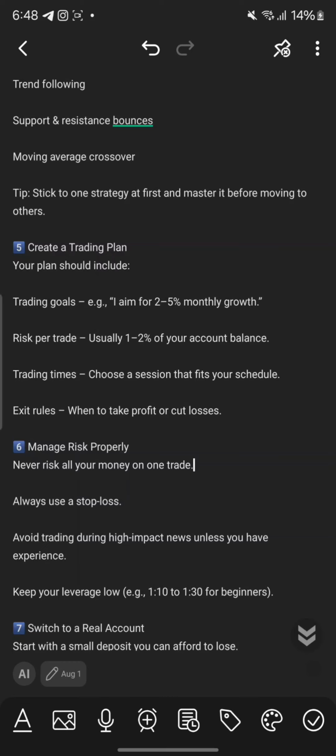Then the next thing is manage risk properly. After creating trading plans, risk per trade, trading time, exit rules. Now let me tell you something. Trading is not just a skill you just acquire and you're like, I'm a forex trader. No, you can take trading as a business. You have your time of going to the chart. You have your time of resting. You have your time of waking up to observe the chart. So everything should be done in discipline and order.